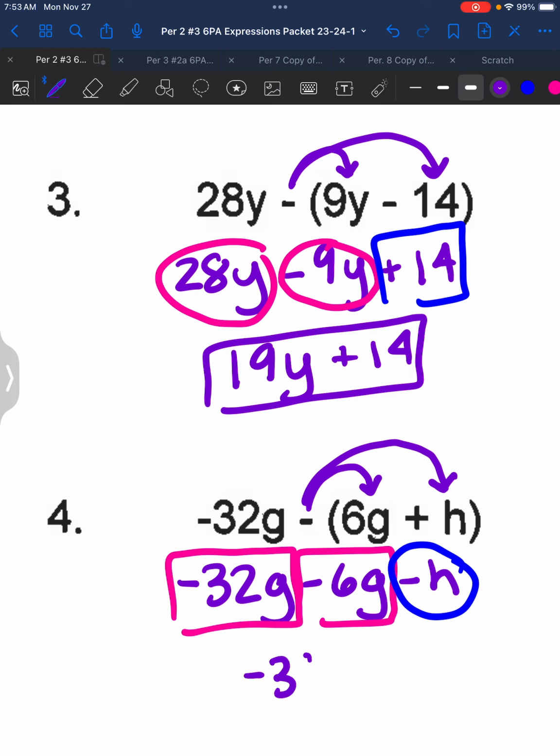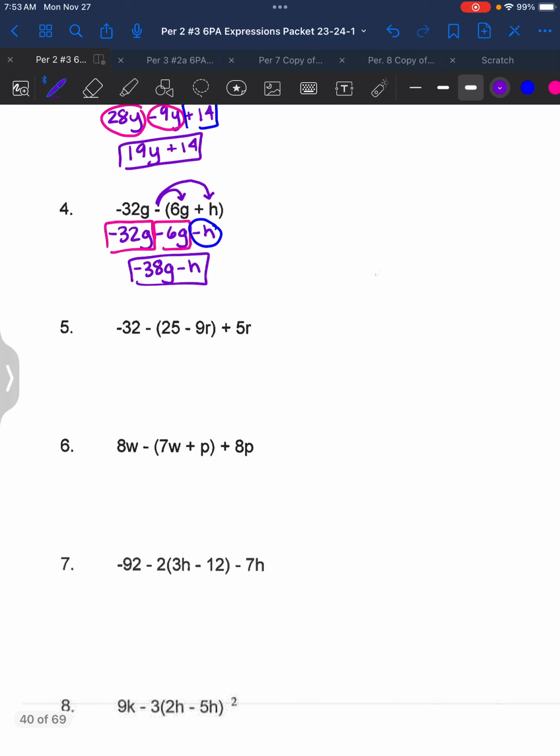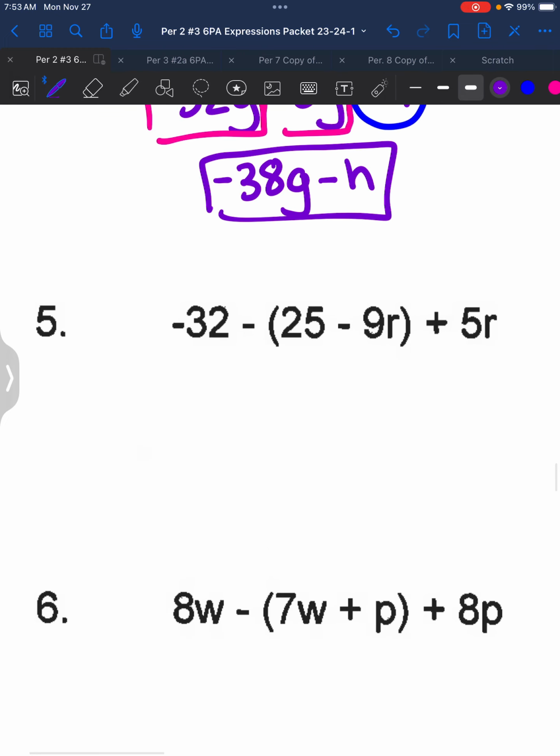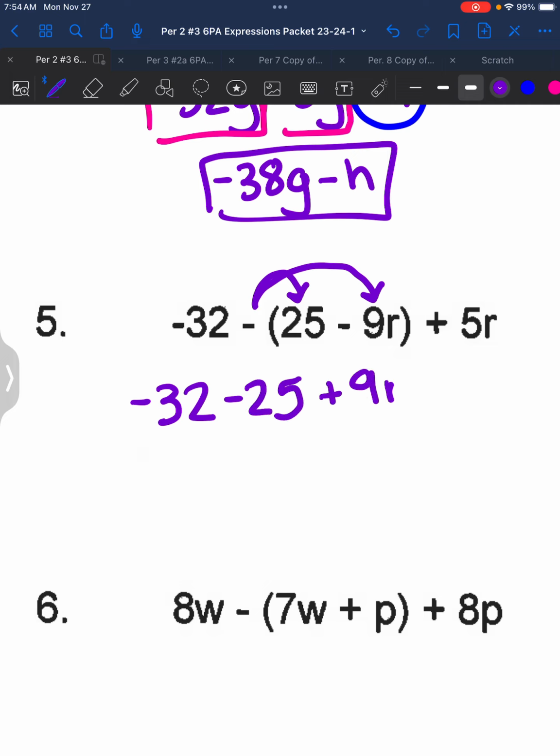All right, so the next set of expressions are going to all work the same way. There's just more numbers in them. So let's look at number 5. Go ahead and pause the video, try number 5, come back when you're ready to check. All right, hopefully you're ready to check. So again, we're distributing out this negative that's in the front, dropping down the -32. I have to take the opposite of everything in the parentheses, -25 plus 9r plus 5r. I just dropped down the 5r.